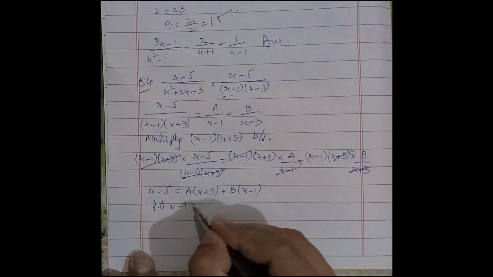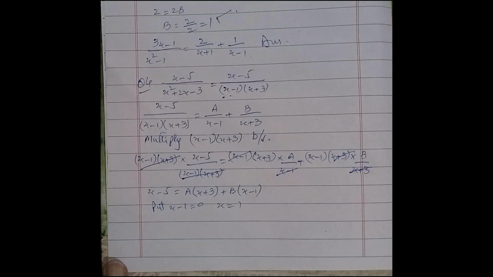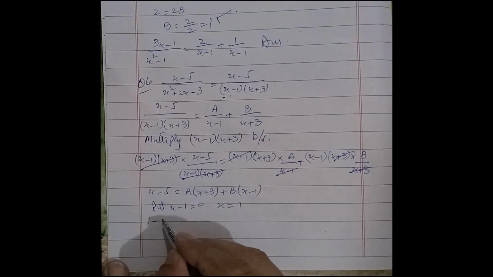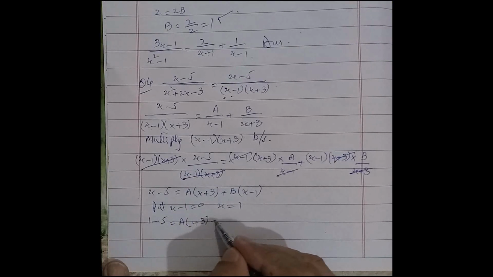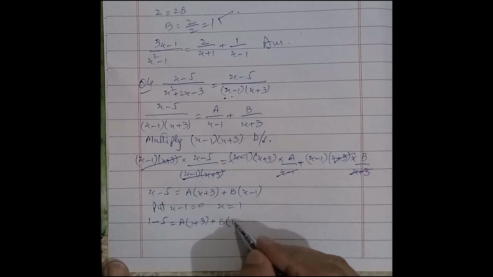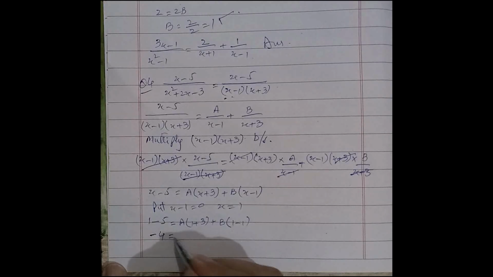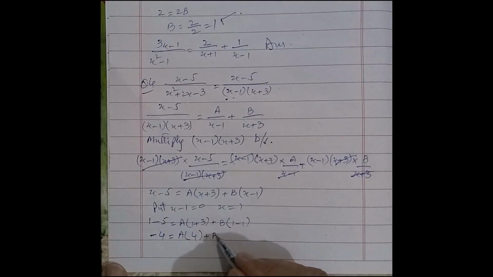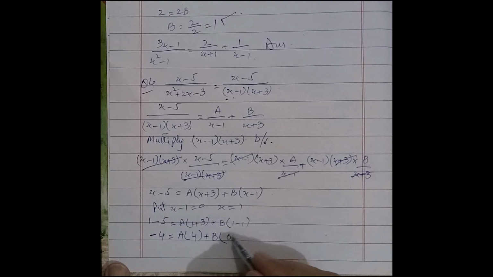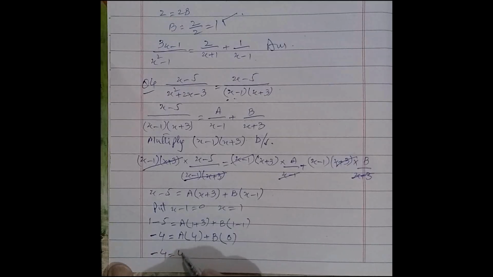Put x minus 1 is equal to 0 and x is equal to 1. We get 1 minus 5 is equal to a into 1 plus 3 plus b into 1 minus 1. Simplify these values, we get minus 4 is equal to a into 1 plus 3 is equal to 4 plus b into 1 minus 1 is equal to 0, and we get the answer minus 4 is equal to 4a.